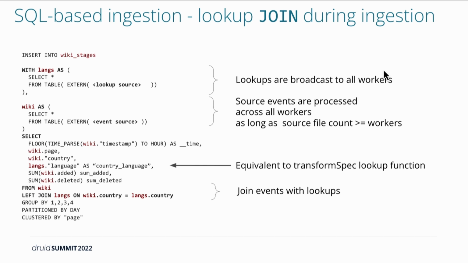All the lookups will be broadcast to all workers. So one thing to consider here is that the lookups will need to fit in memory in every worker. So you don't want lookups that are too large, or you need to reserve the amount of memory necessary for the size of your lookups. That is really what you need to think about. So you specify the joins just like you would normally in SQL, and that's how lookups work in ingestion.